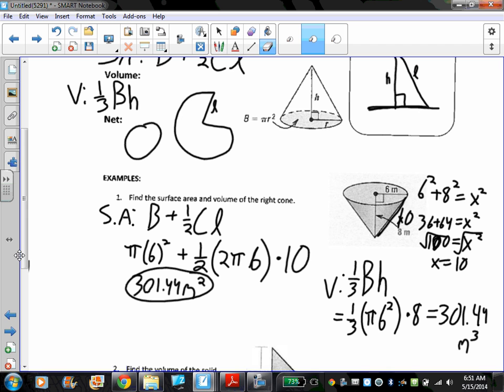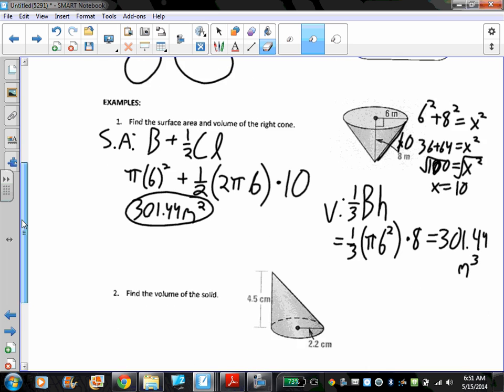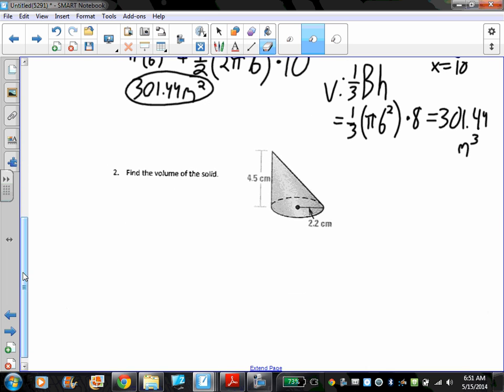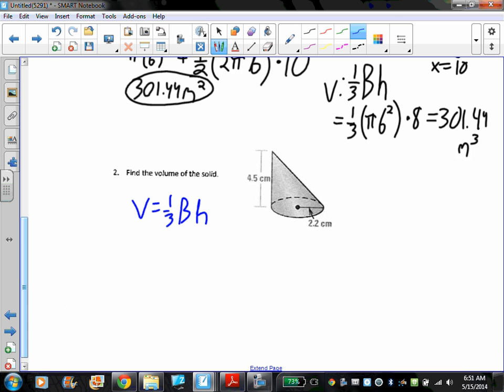Second example. Find the volume of this solid. Okay. Well, since we're dealing with volume, we don't really need the slant height. We just need the regular height, which is given to us, and the radius, which is also given to us. So V equals 1/3 area of the base times the height.